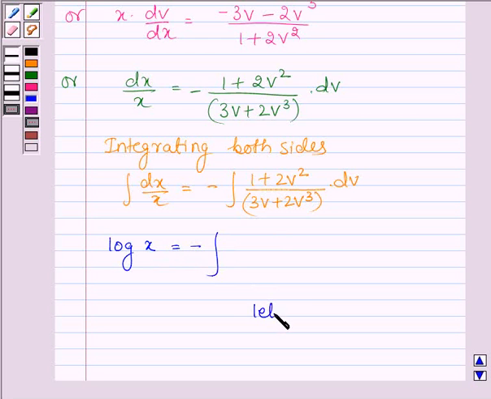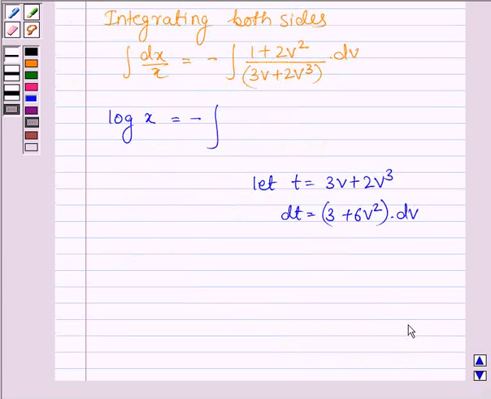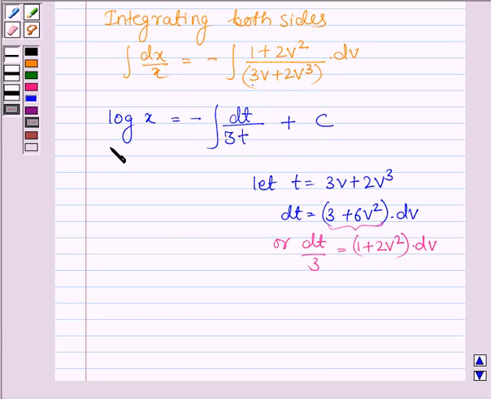Now let us take t is equal to 3v plus 2v cube. So this implies dt is equal to (3 plus 6v square) into dv. Or we have dt divided by 3, taking 3 common from the right hand side, we have here (1 plus 2v square) into dv. So this can be written as (1 plus 2v square) into dv is dt divided by 3, and in the denominator we have 3v plus 2v cube which is t. So this is what? Plus a constant c.